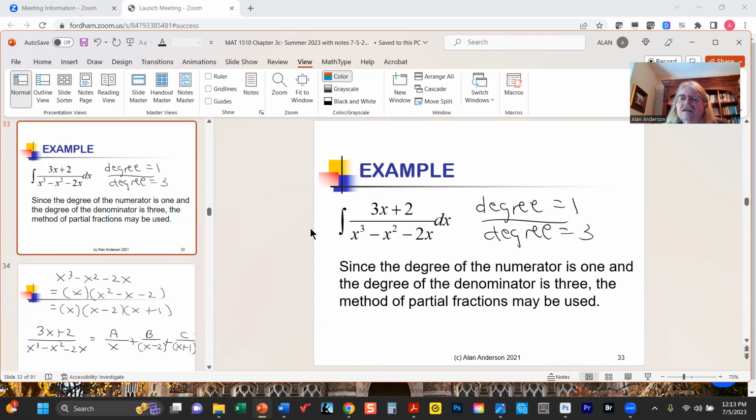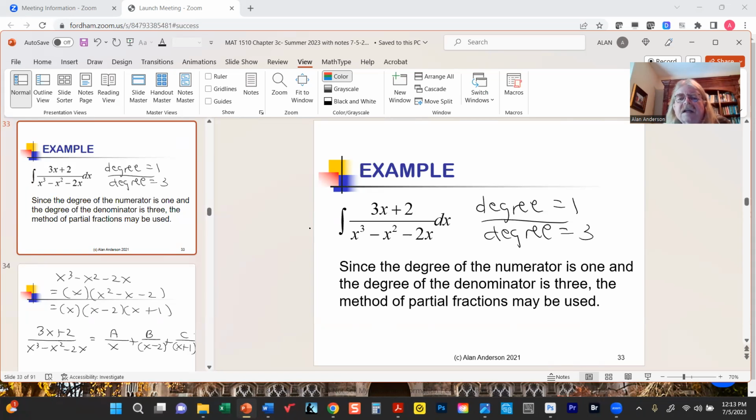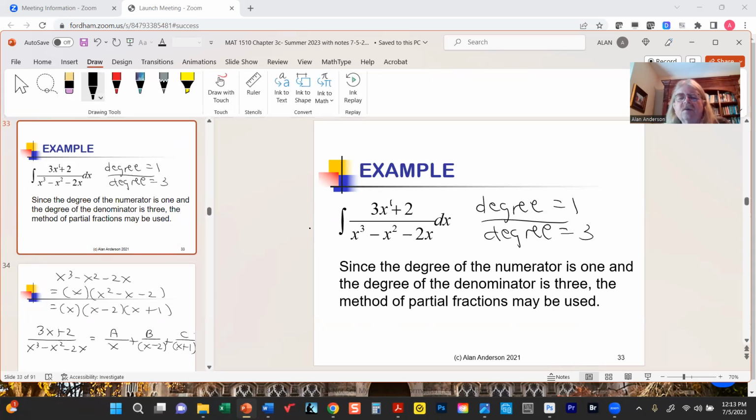But here you can see that the degree of the numerator is 1 because x has an exponent of 1 here. That's the highest exponent of x in the numerator. And down here, the degree is 3 because the highest power of x is 3 in the denominator. So for this, we're all set. We can go ahead and use the method of partial fractions directly. And so what we do want to do first, though, is look at this denominator and see if there's some way we can simplify it.